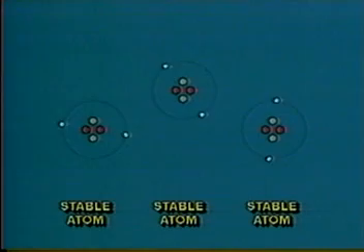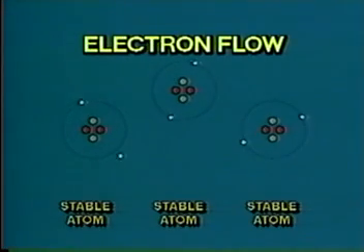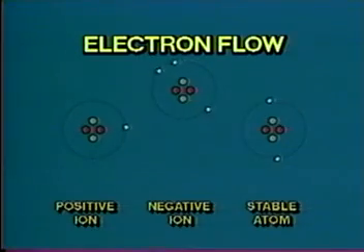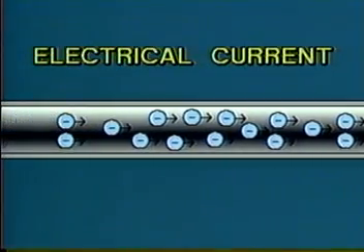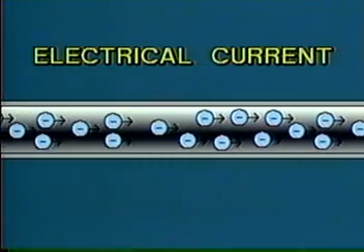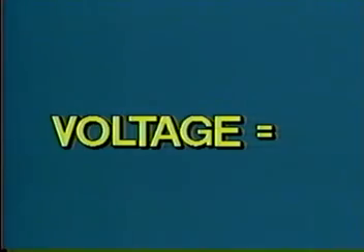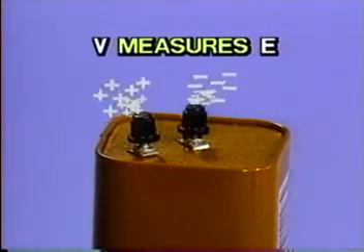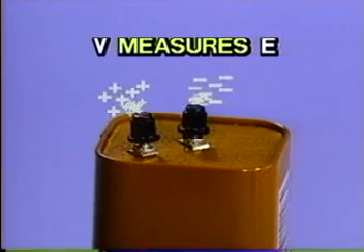Number 1. Electron flow is the movement of electrons from atom to atom. The movement of many electrons is what creates an electric current. Number 2. Voltage is a unit of measurement. Its symbol is a capital V. Voltage measures the potential difference E between a negative and positive electrical source.